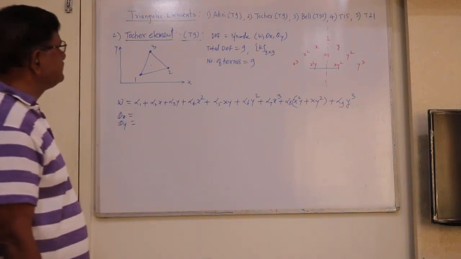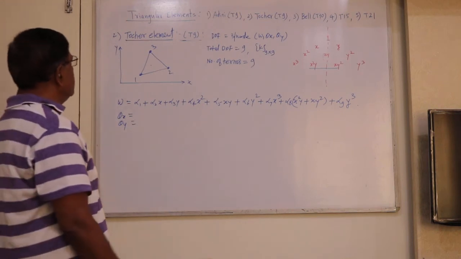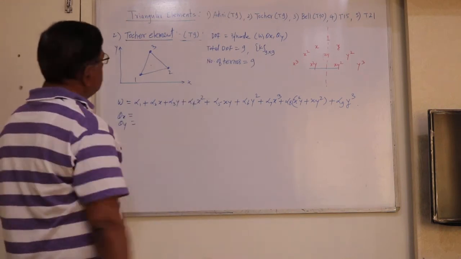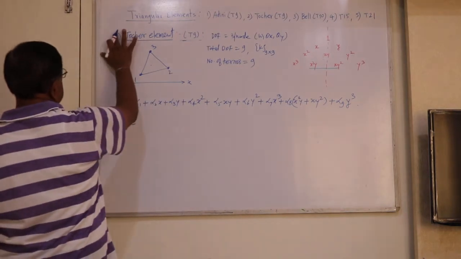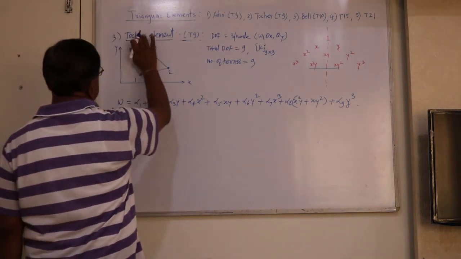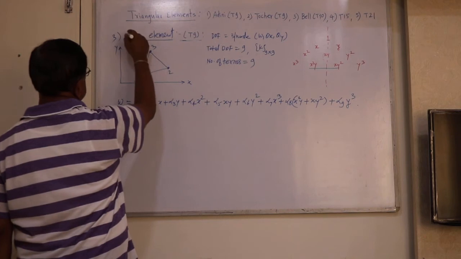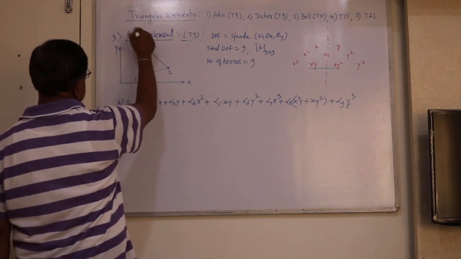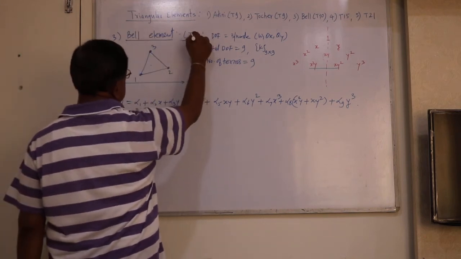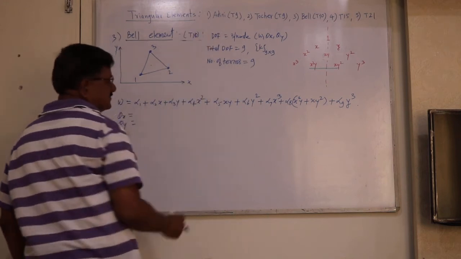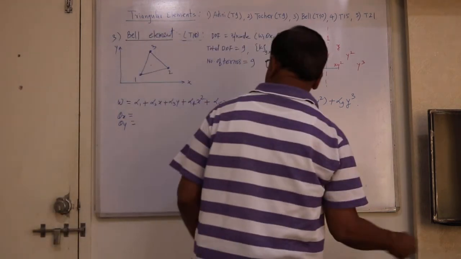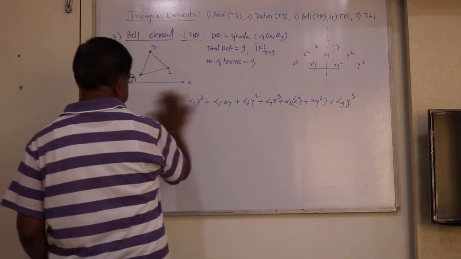The next, Bell element. Let's consider the third type, the Bell element. It consists of 10 terms. So how are these 10 terms considered?